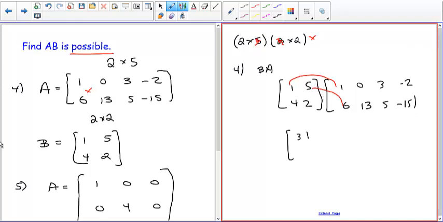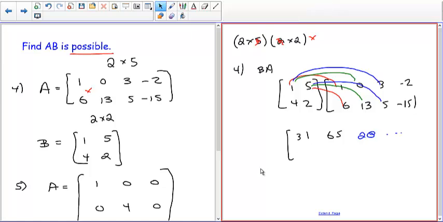Then the next one is you do this times that. So you take row 1 times column 2. So you'd have 1 times 0 plus 5 times 13. So that's 0 plus 5 times 13 is 65. So you end up with 65. The next one, you take row 1 multiplied by column 3. So you'd have 1 times 3 is 3, 5 times 5 is 25, so that's 3 plus 25 is 28, etc. Okay, they didn't ask us to do that, but just explaining how it works.